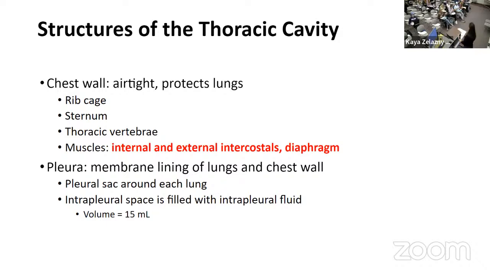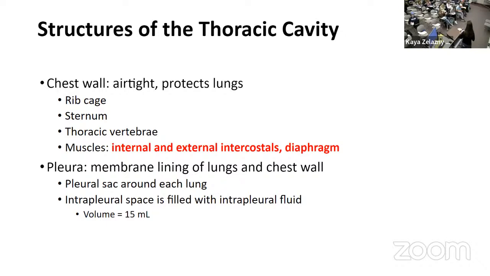So in addition to the structures of our lungs and the blood vessels within them, we're going to want to make sure that we know what's surrounding the lungs, because this is going to play a role in how we are ultimately going to be changing pressures in this thoracic cavity in order to breathe. Okay. So surrounding our lungs, we're going to have our chest wall.